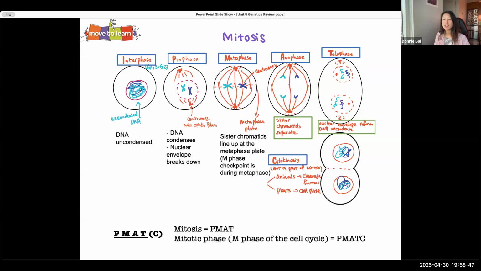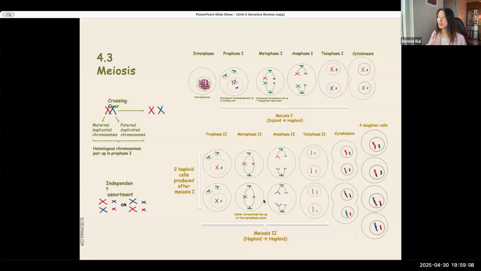Why does DNA need to uncondense? Because in order for gene expression to take place, the DNA needs to be uncondensed, at certain parts, to allow the enzymes to access the genes and go through transcription and translation later on. Okay, on the bottom, it shows you the mitosis versus mitotic phase. Here's meiosis, the whole thing. You can take a quick look and let me know if there's something you would like to go over. Also I'll think about whether I have any advanced questions to ask.